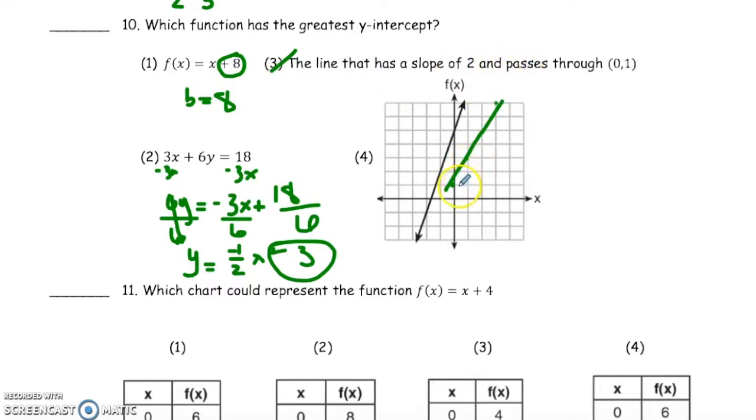And I believe that this has a smaller y-intercept than all of them. And this has a y-intercept of, let me erase this so you don't get confused. For number 4, this has a y-intercept of 5. So I think the largest y-intercept is going to be our choice 1.